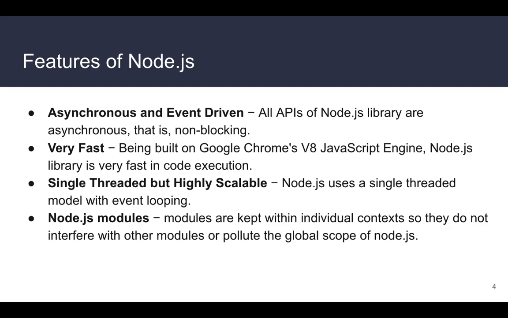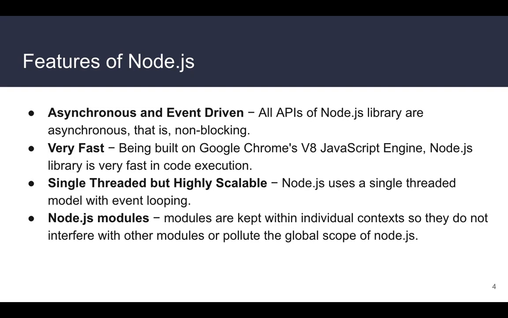All right. Moving to the next point: single thread, but highly scalable. Node.js uses a single-thread model with an event loop. The event loop is what allows Node.js to perform non-blocking input-output operations. The event loop is a mechanism that waits for and dispatches events or messages in a program. In Node.js, event loops are the central control flow construct.